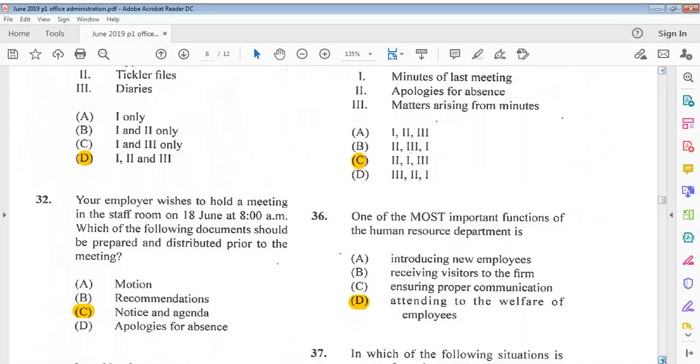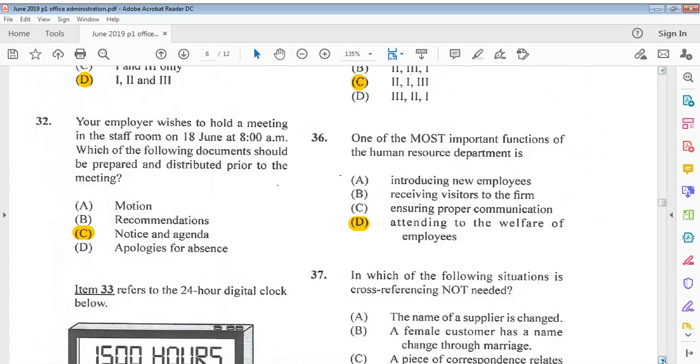Let's move on to number 36. One of the most important functions of the Human Resource Department is A, introducing new employees, B, receiving visitors to the firm, C, ensuring proper communication, or D, attending to the welfare of employees. Most important function. We know the human resource takes care of the welfare of the employees. So it would be D.